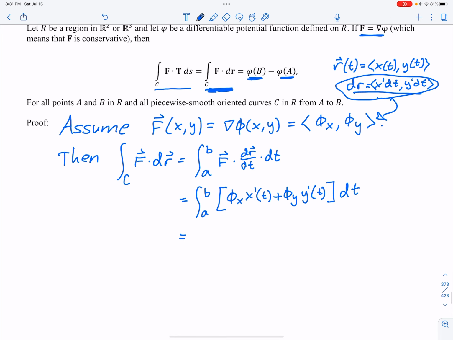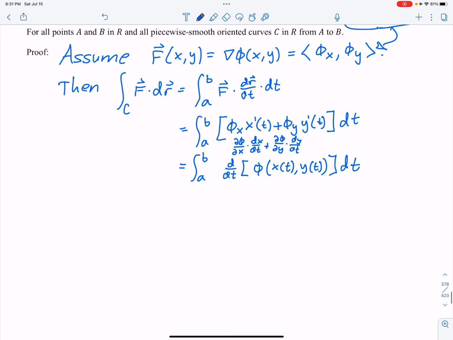Now this is going to be the part that's a bit difficult to see. You may not be able to see it the way it stands, but if I were to rewrite it like this, just like that, maybe that rings a bell. This is just the chain rule. So this is actually just d/dt of phi of x of t, y of t. That's just the chain rule for that.